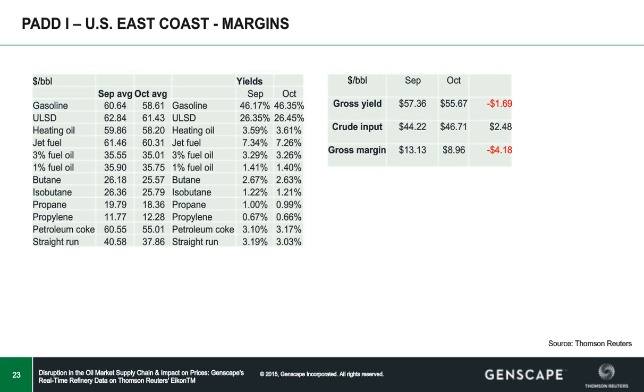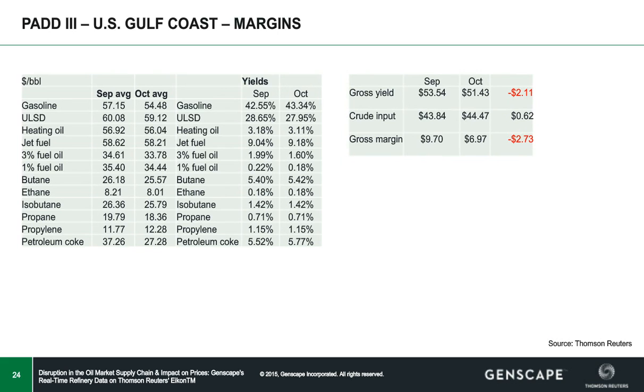Moving on to the Gulf Coast, the margins there also came off, similar to PADD 1. However, the crude input costs did not rise as much. The oil complex came off between September and October, and that's largely reflective of that. The October gross refinery margin was $6.97. September was $9.70.